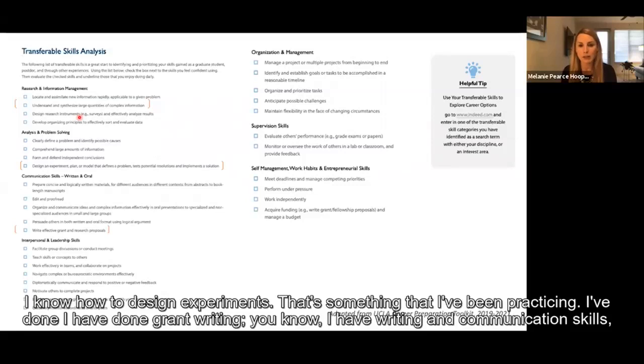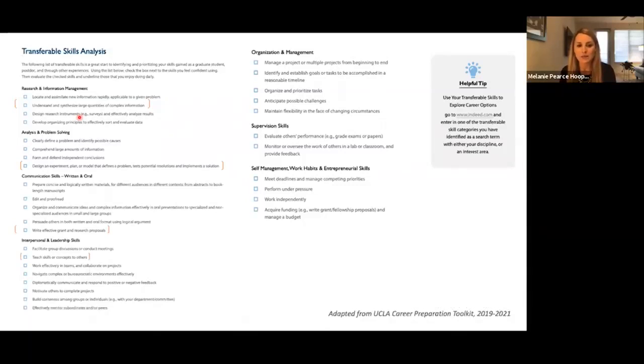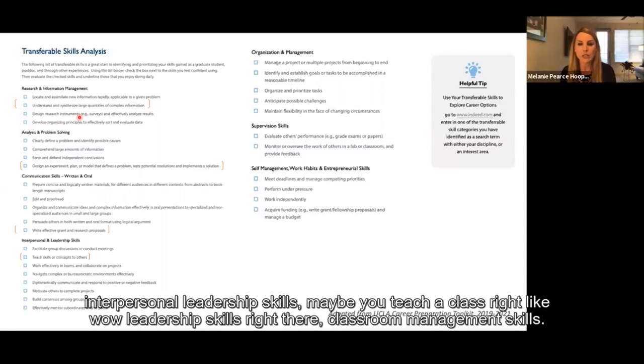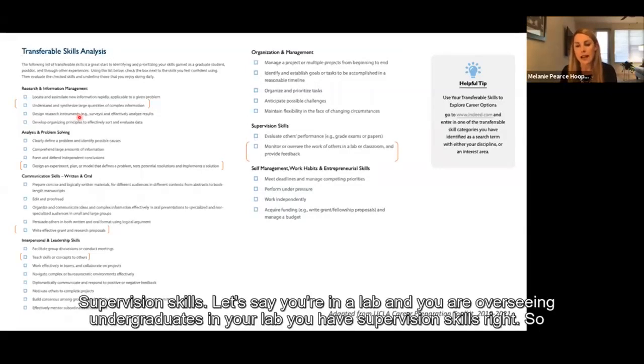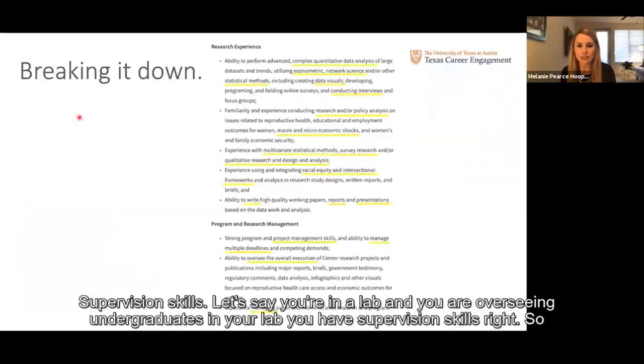I have done grant writing. I have writing and communication skills, interpersonal leadership skills. Maybe you teach a class, right? Like, wow, leadership skills right there. Classroom management skills. Supervision skills. Let's say you're in a lab and you are overseeing undergraduates in your lab. You have supervision skills, right?